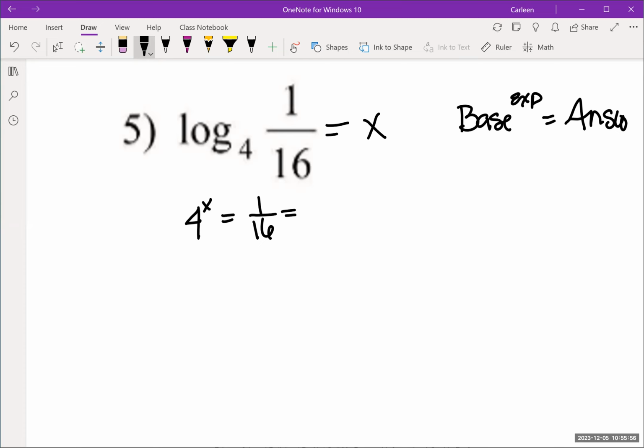Okay, so 16, does everyone agree that 16 is 4 squared? Oh, there's a negative coming. Okay, I'm going to do this more slowly. Does everyone agree that 16 is 4 squared? Are you with me? Because this step is super important.